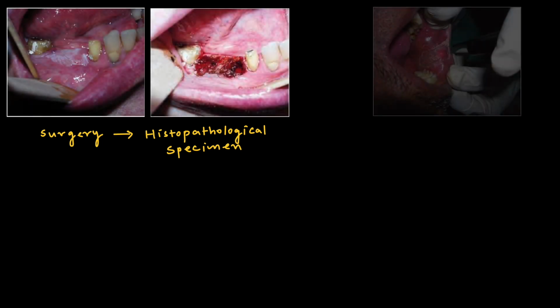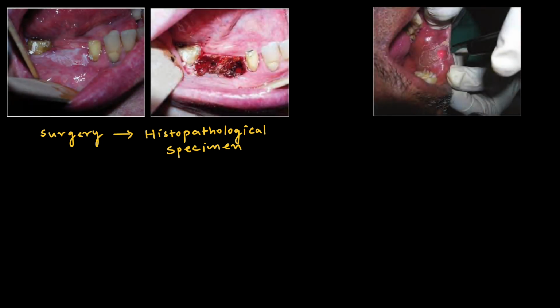Resection with a scalpel or carbon dioxide laser is probably the most effective and safe means of removing pathological tissue, because with scalpel and carbon dioxide laser we do get a histological specimen.